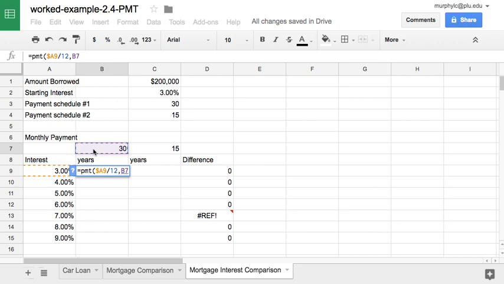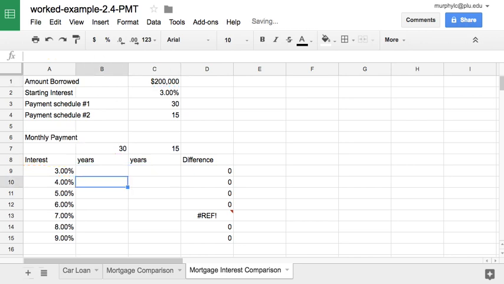I'm going to use my F4. What I want is for the row to be fixed so that when I copy it down the column, it'll be correct. I'm going to multiply by 12. And then I'm still going to use absolute addressing for the amount borrowed. And then I'm going to hit enter. So I've got mixed addressing here.